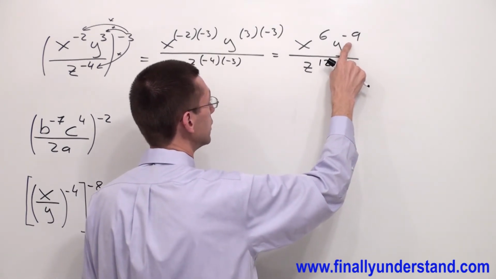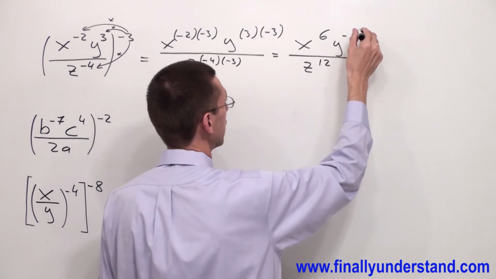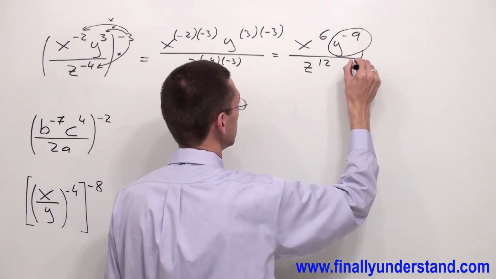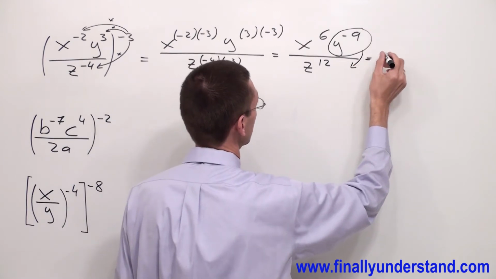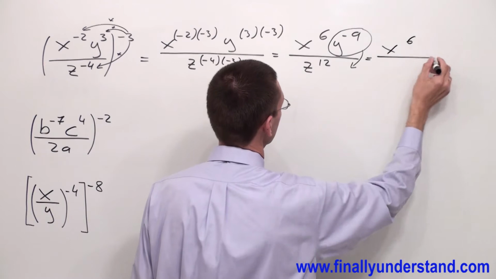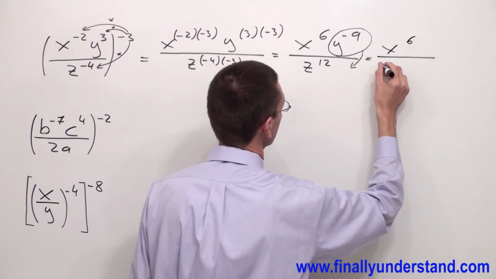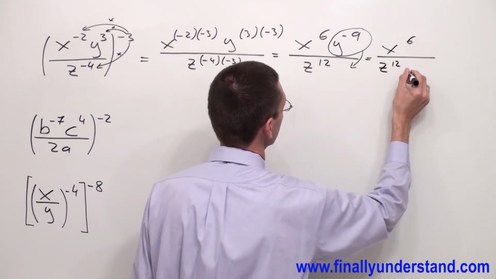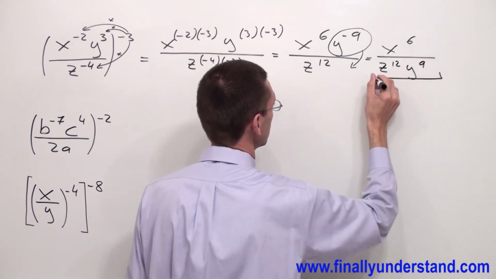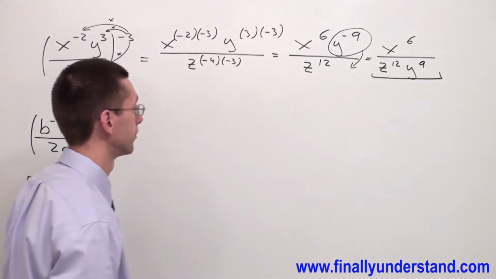I want to convert this negative exponent to positive. How can I do that? Simply take this variable and bring it to the denominator. That's why I'm going to have x to the 6th over z to 12, y to 9. This is the solution to my problem.